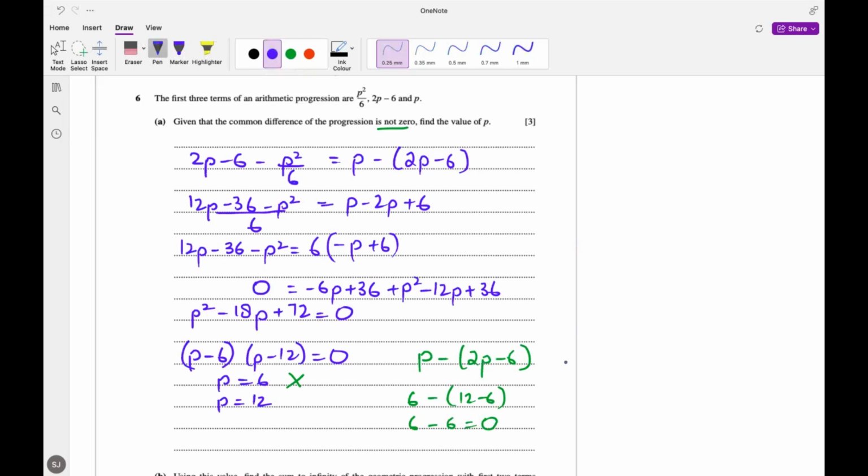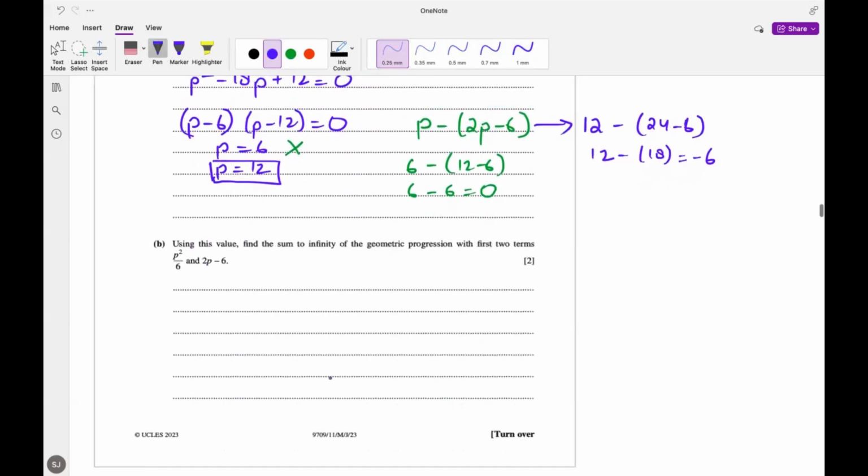Just to confirm, if I substitute 12 instead of 6 over here, this will become 12 minus 24 minus 6. So this will be 12 minus 18. So as the common difference is not 0, it means that the value of p that we'll use is p equals 12.